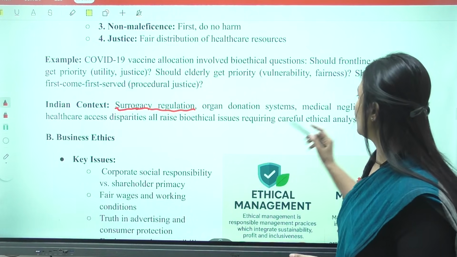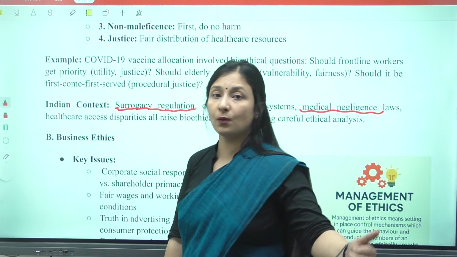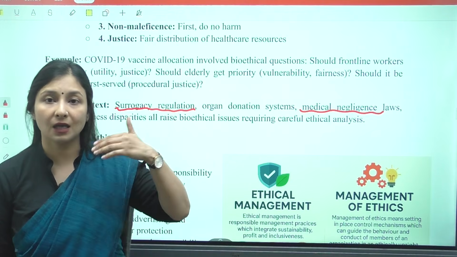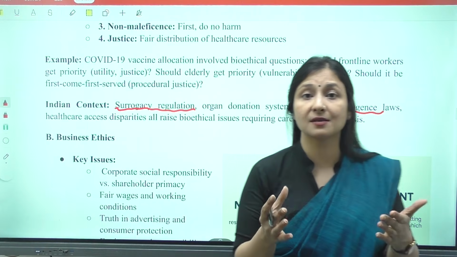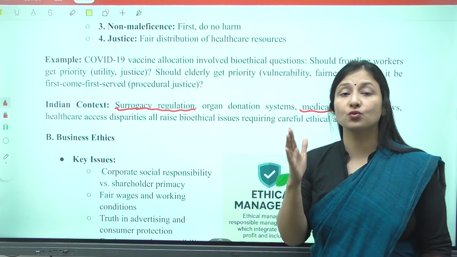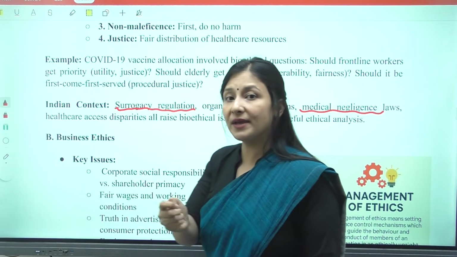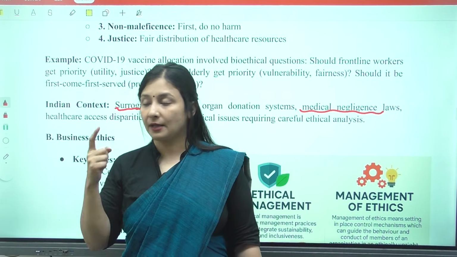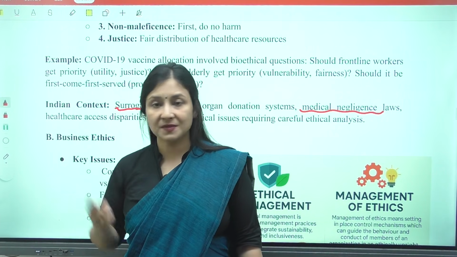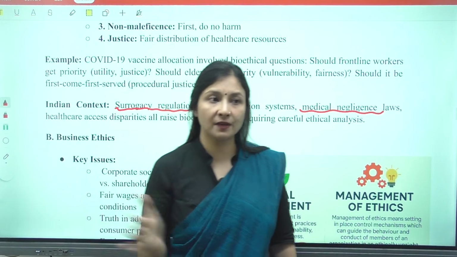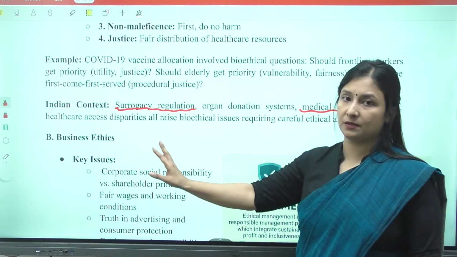Okay. Apart from this, medical negligence law. Recently, a few years back, there was a case in Gorakhpur where there were very few oxygen cylinders, and this led to the death of a lot of children. Now, who is responsible over here? The administration, right? The doctors, the person who has been given the responsibility, the contractual worker. Who is responsible for this shortage of the cylinders?